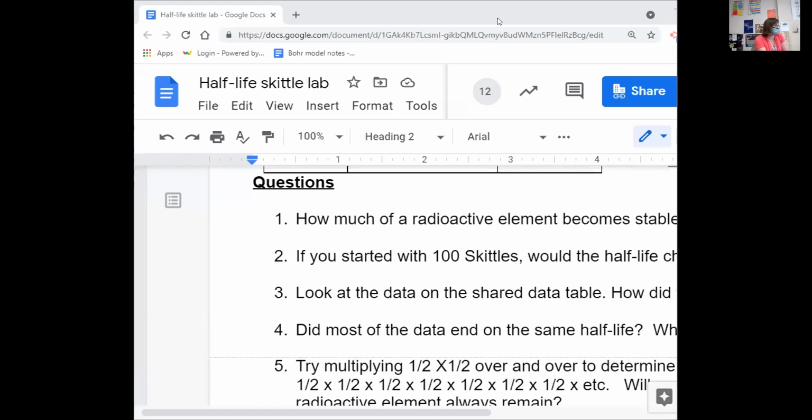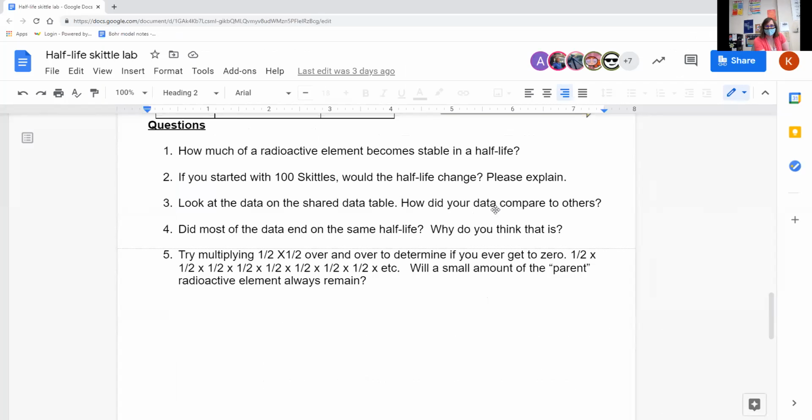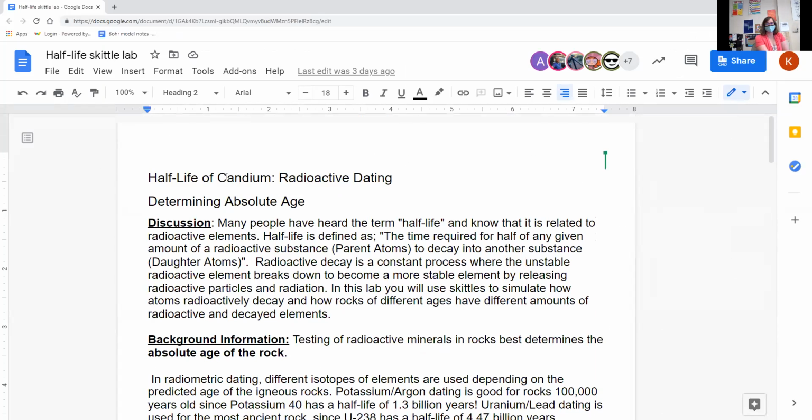All right. So let me see if I can share the right document. Yeah, here we go. So today we're doing this lab, can you guys see it at home? No, it just disappeared. Okay, let me try again. This one. The half-life of candium. It's radioactive dating. And you don't have to pull up this version. If you just follow along, I'll kind of walk you through what you need to do.